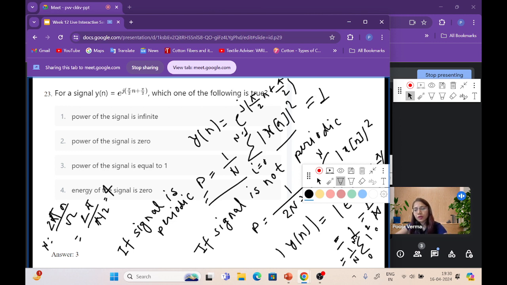Right? So the correct option is option 3. The power of the signal is equal to 1. Okay, option 3 is the correct answer. Power of the signal is equal to 1. Okay. I hope you understand this. So moving to the next question.